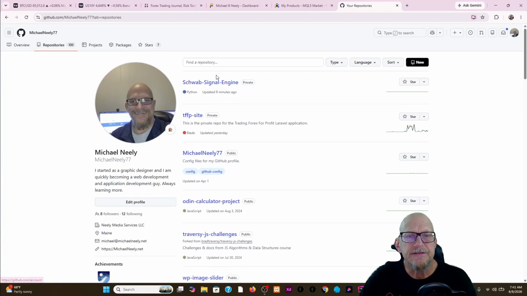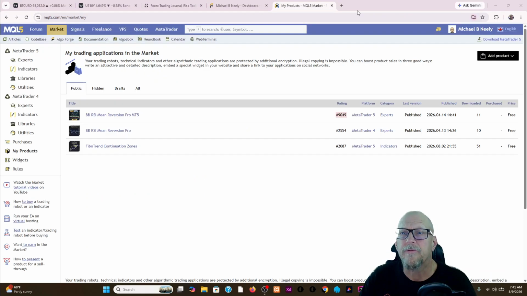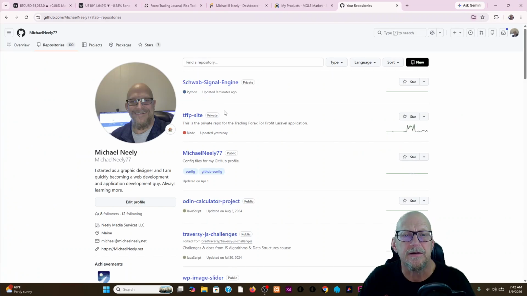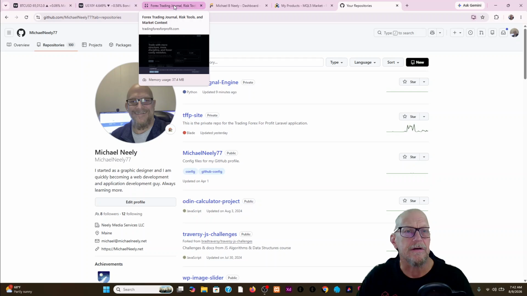My latest one is the Schwab Signal Engine. That is a private repo that I'm working on. That's also the backbone for my site, Trading Forex for Profit. So that's the 2 things I've got going on right now. That is in Laravel, and as you can see, I've got my Laravel t-shirt on.